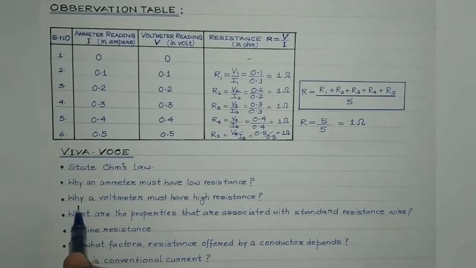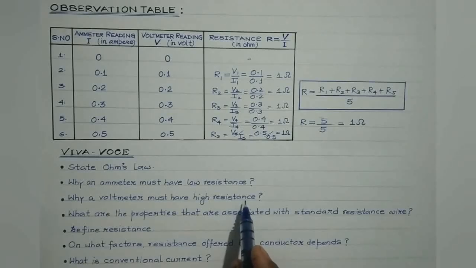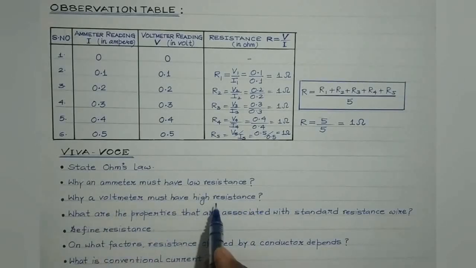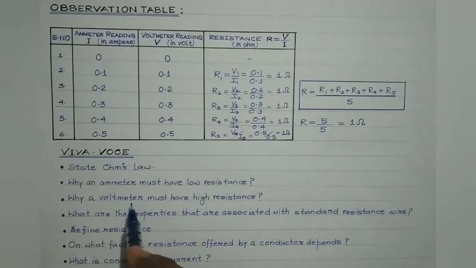Similarly, another question is why must a voltmeter have high resistance? Now students, you are aware a voltmeter is always connected in parallel with the circuit, right? So if it possesses high resistance, then it will draw a very small or negligible current from it. So that's the reason why it should possess very high resistance. An ideal voltmeter possesses infinite resistance, while an ideal ammeter possesses zero resistance.